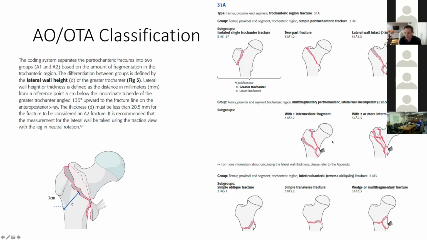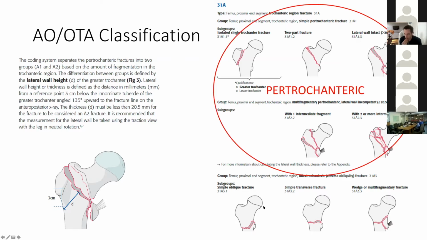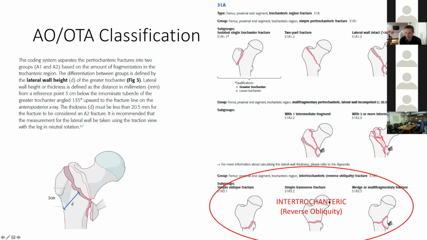Your A2s are going to be the same thing, only with comminution. And your A3s are going to be when the main fracture line is in the reverse direction, or in between the trochanters. So, like I said, one way of saying it is these are the per-trochanteric fractures, and these are the inter-trochanteric fractures, or between the trochanter fractures, which were also previously called, and some people still call it, a reverse obliquity type of fracture.